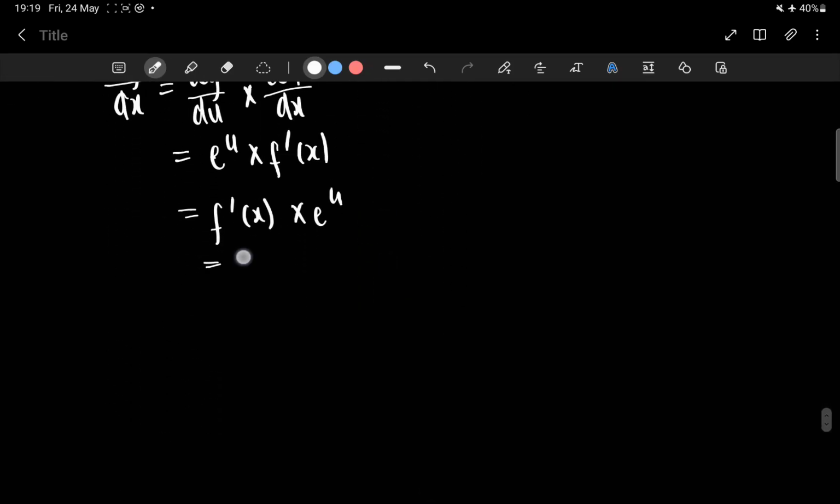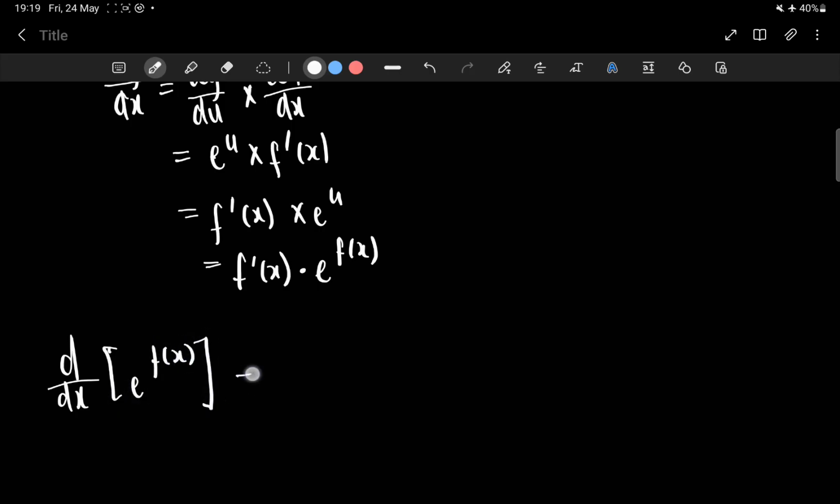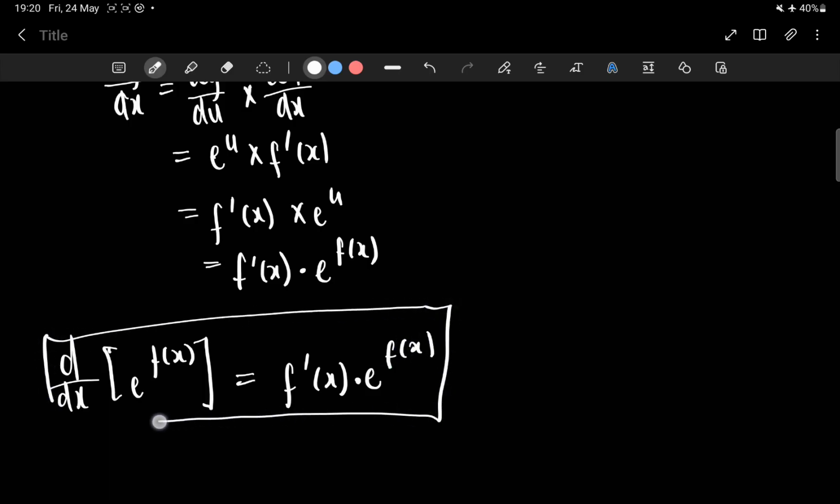So now I can put at the last stage, it will be f dash x multiplying e to the f of x. So this is what you must know, the second rule: the derivative d dx of e to the f of x, e to some function, is going to be f dash x multiplying e to the f of x. So we can just write it as f dash x times e to the f of x. This is going to be my second law.